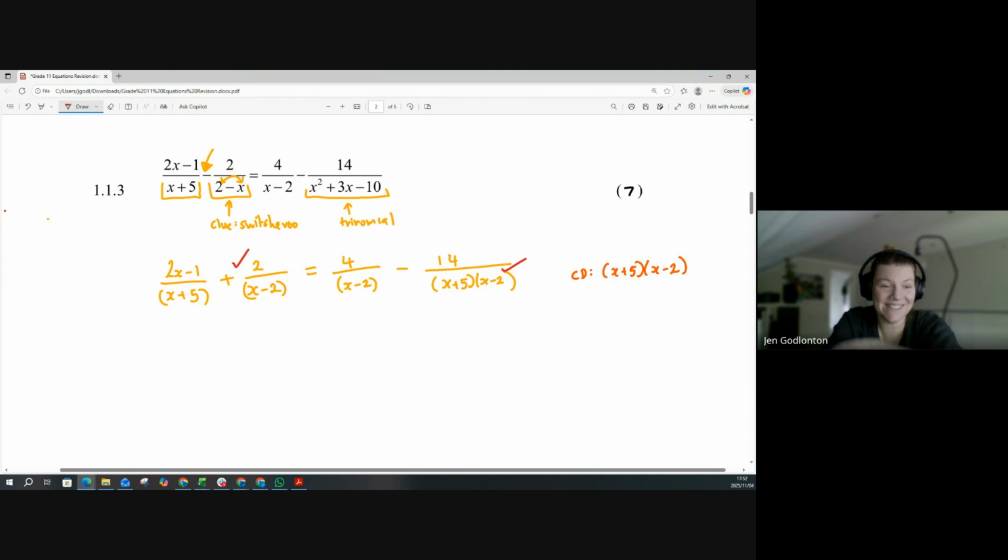Where is there an x squared? Why is it x squared? There's an x squared because the question is out of 7 marks, Abu. It's a meaty question. But x squared's not scary. It just means I'm going to have 2 answers. That's all.